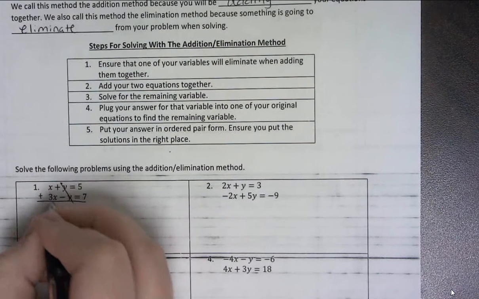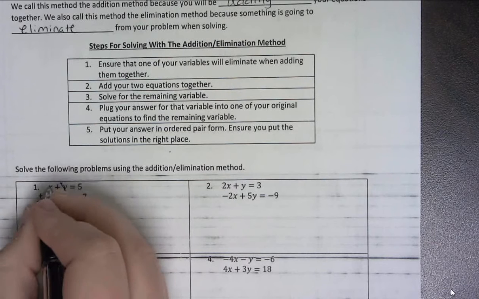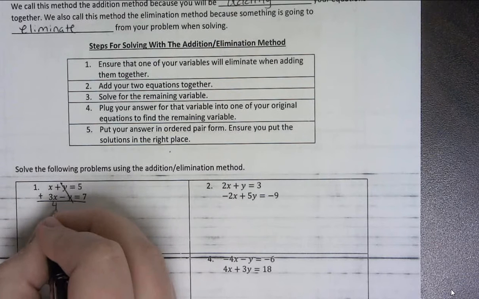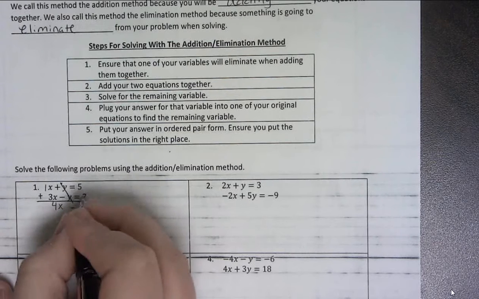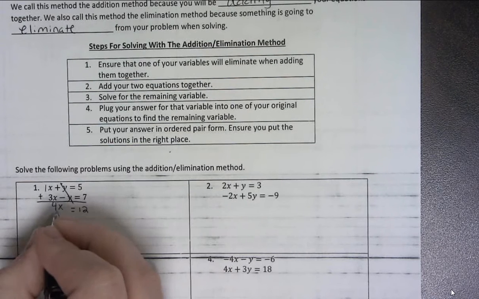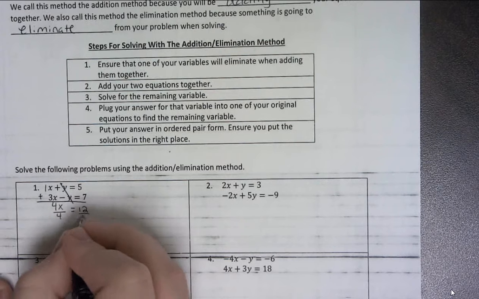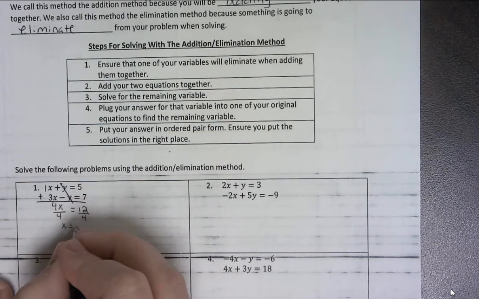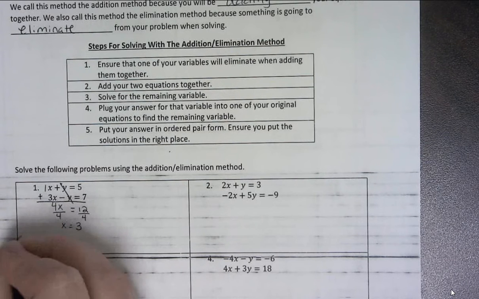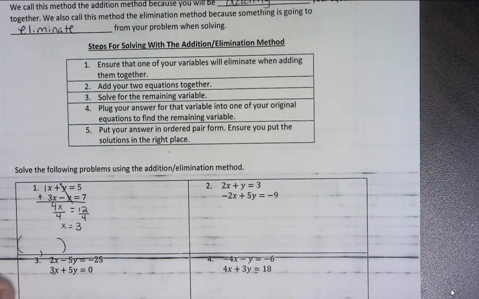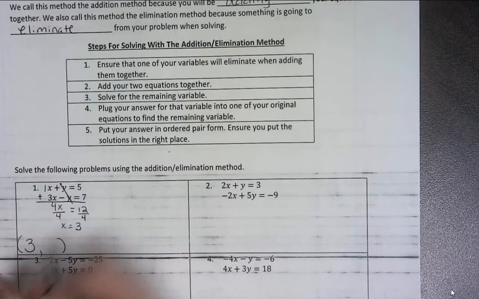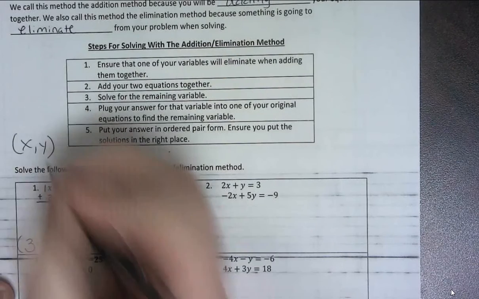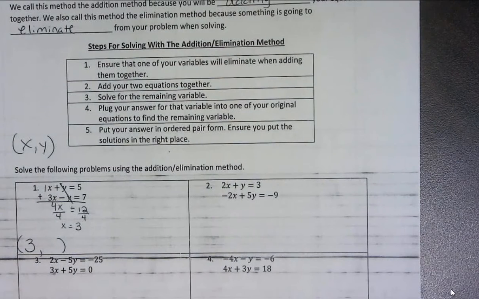So we add these two equations together. So x plus 3x is 4x because there's an understood 1 here. And then 5 plus 7 is 12. To get the x by itself, you divide both sides by 4 to get x equals 3. So our answer is going to be an ordered pair form, and we're going to put the 3 in place of where the x should be. Remember, it's x, y. So now we have to find our y value.